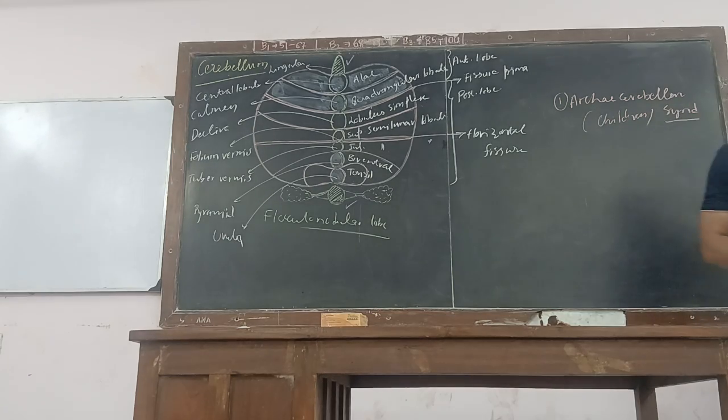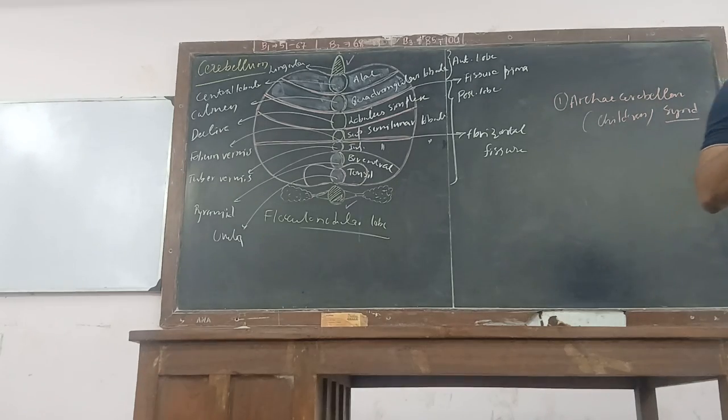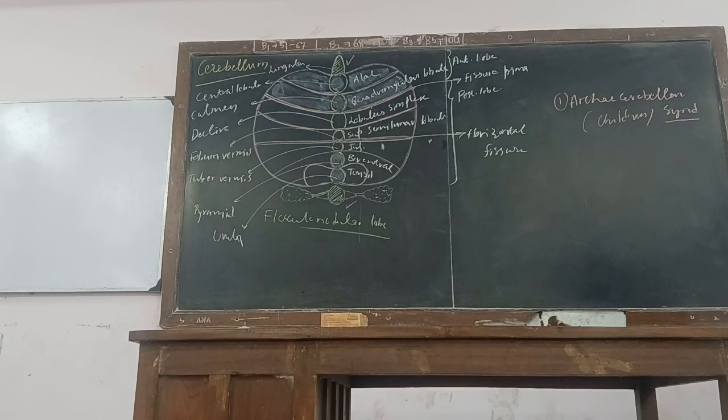So what will happen? Swings from side to side. It's okay, the swaying is okay. That is the lesion. So what will happen basically? The archicerebellum is mainly managing the trunk muscles, is it not? So equilibrium is disturbed. What will happen to the patient?